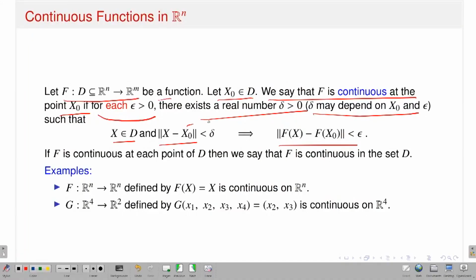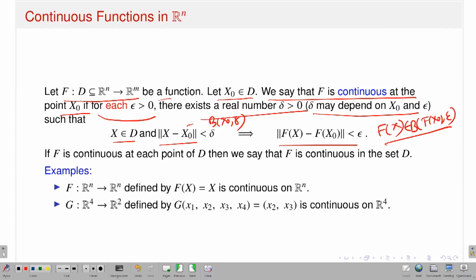I want to talk about the continuity of capital F at the point x naught. So what I am saying is that given epsilon, there should exist a delta, which depends on the point x naught and also epsilon, such that whenever x belongs to the ball of center x naught and radius delta, the image f of x should belong to the ball of center f of x naught and radius epsilon. That is exactly what is going on.